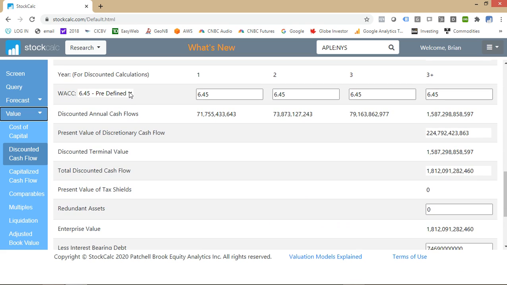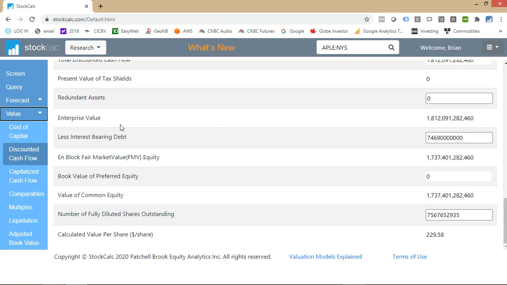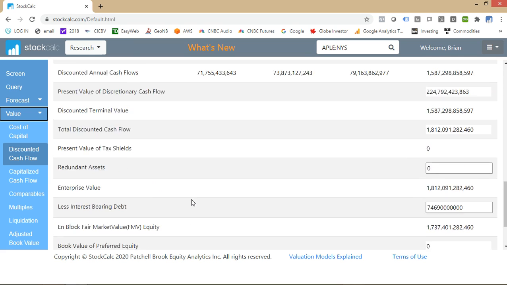You can adjust things like cost of capital, the interest-bearing debt levels, preferred shares if they exist, all in calculating the value per share.